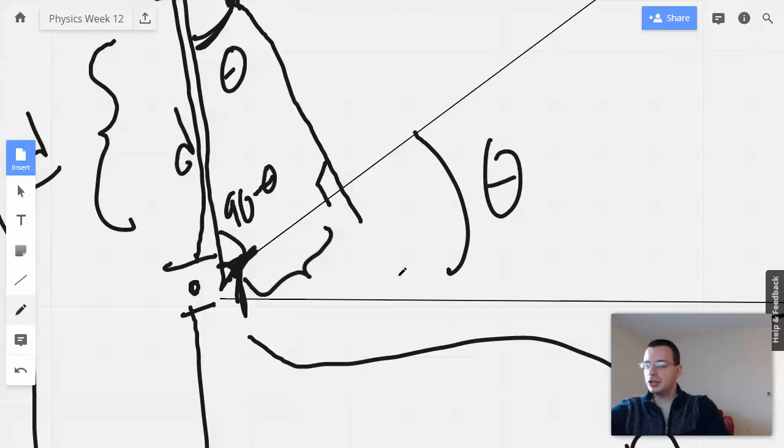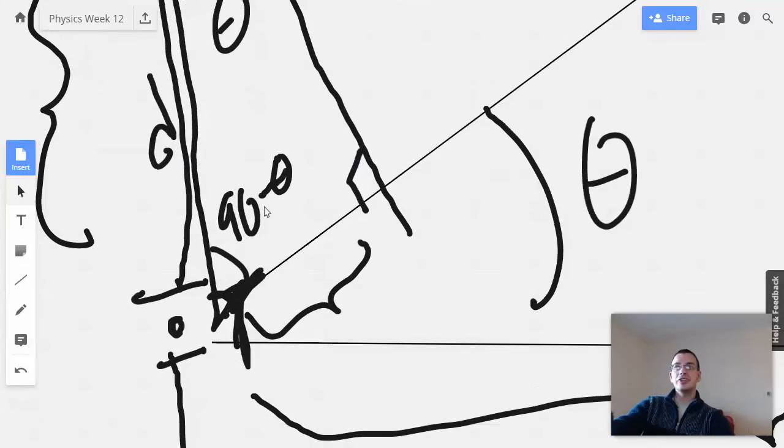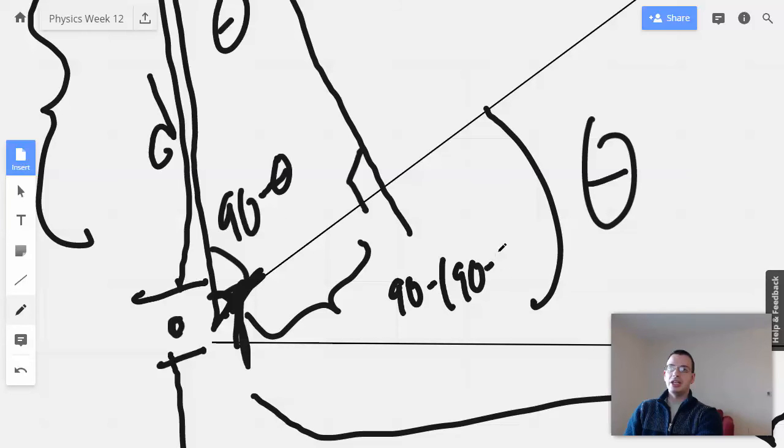So if you're like, wow, your angles don't quite match up, it's true, they don't quite match up, but they kind of sort of almost match up, and they'd be far better at matching up if I actually drew it to scale. All right, so this guy is 90 minus theta, and this guy right here is 90 degrees. Then this angle right here would be 90 minus quantity 90 minus theta, which in the end is theta.